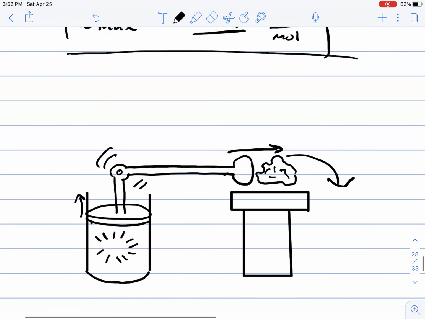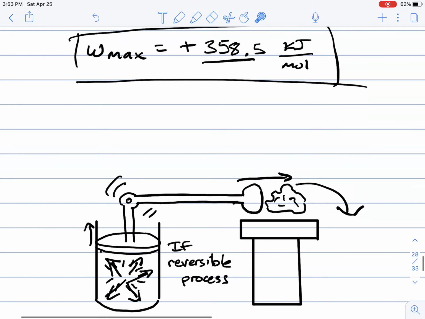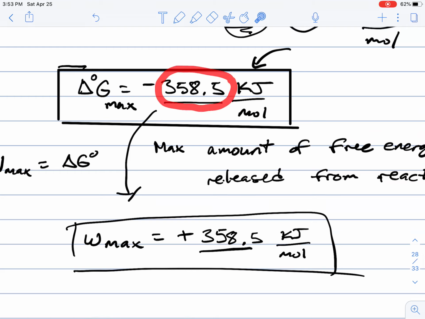And so if you can imagine, if this is all a reversible process, and we know that it is not, it is irreversible. If this was a reversible process, then the amount of energy that was released from the combustion reaction, all of that energy is going to go to making this piston go up. Okay, so therefore, all of the energy is going to be committed for work.